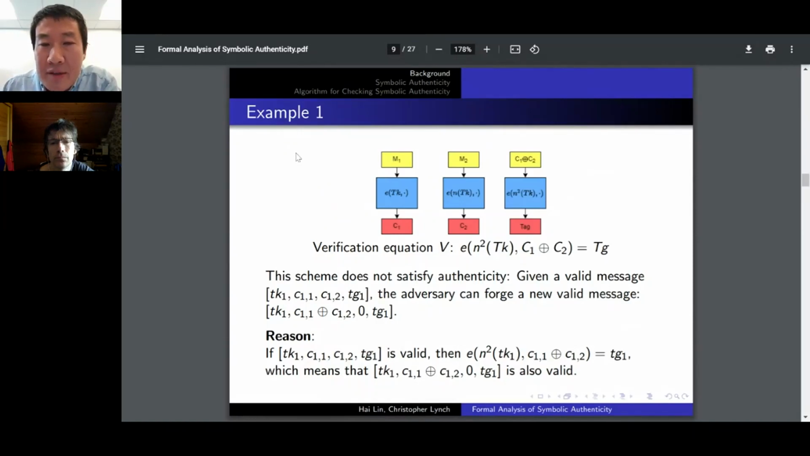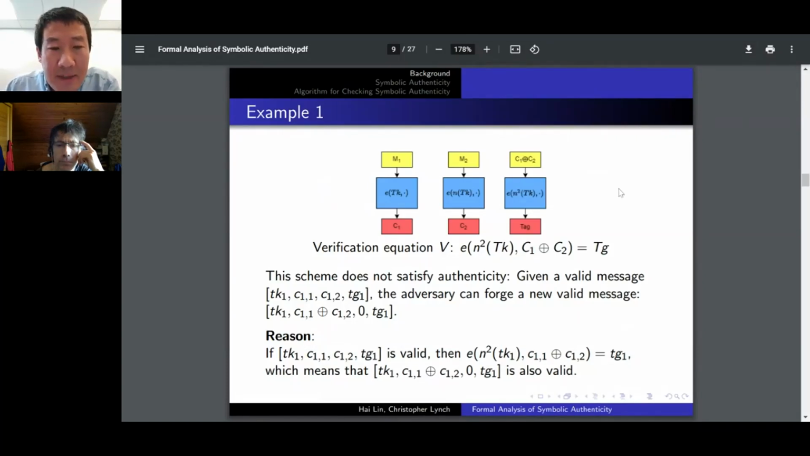And the way we compute the tag is by taking the XOR of C1 and C2, and we process that using tweak N squared of TK. And in order to verify if a message is valid, we check if this equation holds. So essentially, we just recompute the tag and compare what we computed with what is attached to the message.